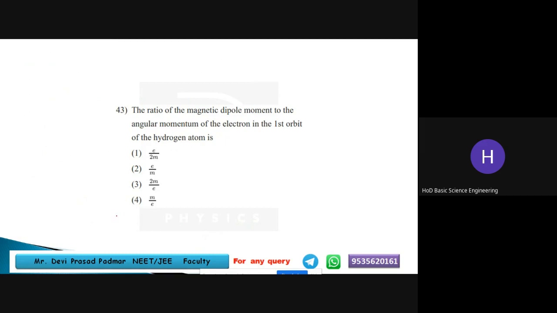This is direct. E by 2m. You must remember that gyromagnetic ratio. Please remember this. E by 2m. Gyromagnetic ratio is E by 2m. That is mu L divided by L. Mu L is nothing but EVR divided by 2, and angular momentum is MVR.